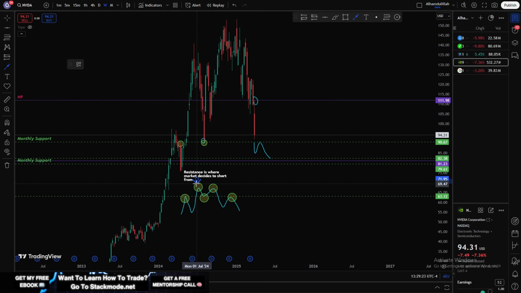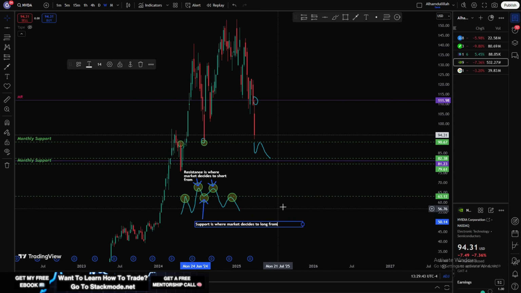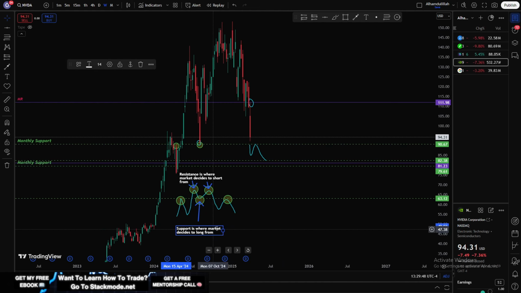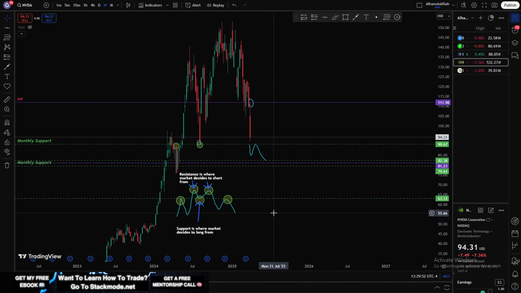That's going to be the top of the candlesticks that you guys are going to see. Whenever you see the top of the candlesticks, that's going to indicate resistance. Whenever you see the bottom of the candlesticks where price decides to get long from, that's going to indicate support. So support is where market decides to long from. Understand that resistance is where market decides to short from, and support is where market decides to long from. I try to make it as easy as possible for you guys. So keep these two in mind.